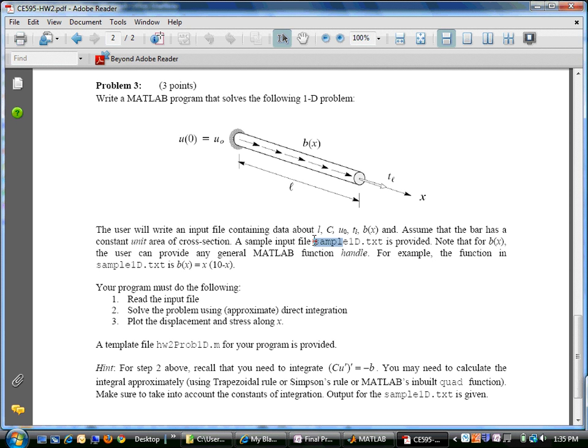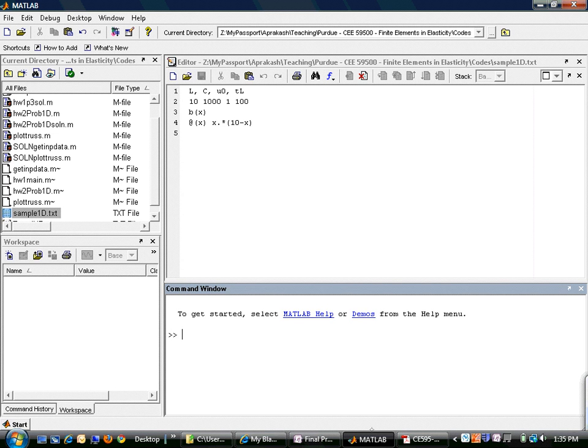The way we do that is, there is this file sample1d.txt that I've also posted along with the homework. If you take a look at that sample file, this is what it looks like. L is the length of the bar, C is the Young's modulus, U0 is the specified displacement at x equal to 0, and TL is the end displacement. And the body force is actually represented as a function of x.